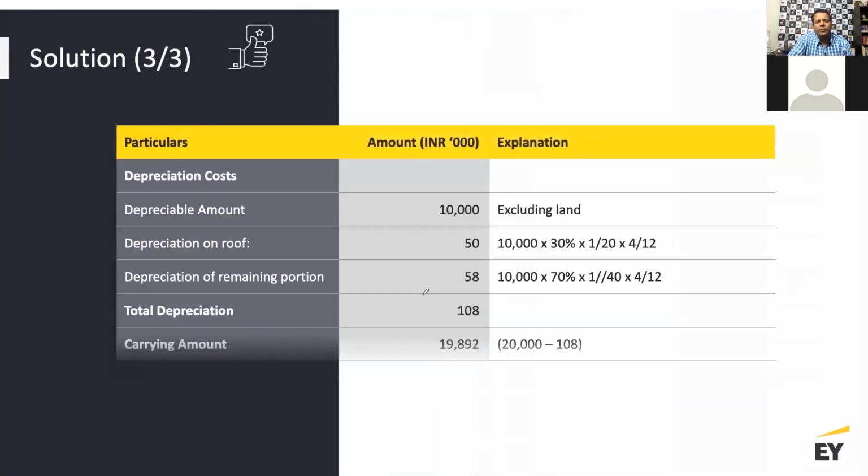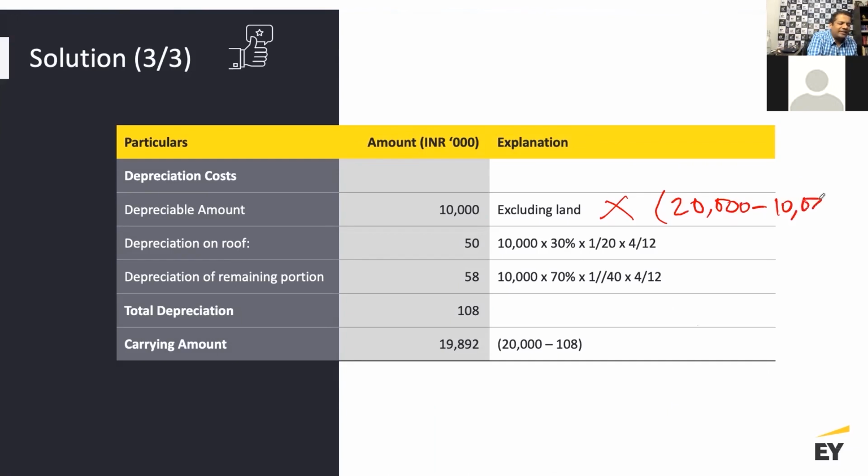And then we move forward to determine the depreciation, right? For depreciation, I need to compute on the land. I don't need to provide any depreciation on land, so my depreciable amount is 10,000. Out of 20,000, 10,000 was the cost of the land, so I'm going to deal with 20,000, my total cost, minus the cost of the land. As I said previously, land is not required to be depreciated. So if you have that information available, make sure we don't depreciate the land. So on 10,000, you're going to depreciate it.